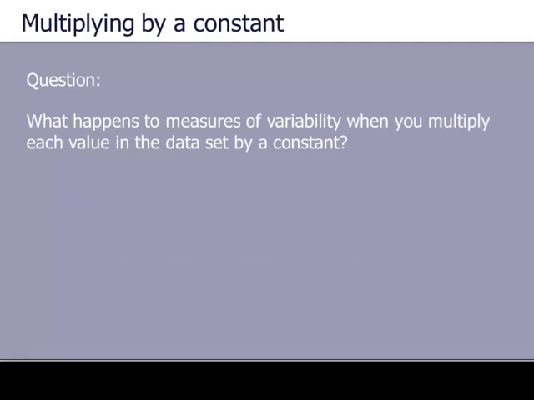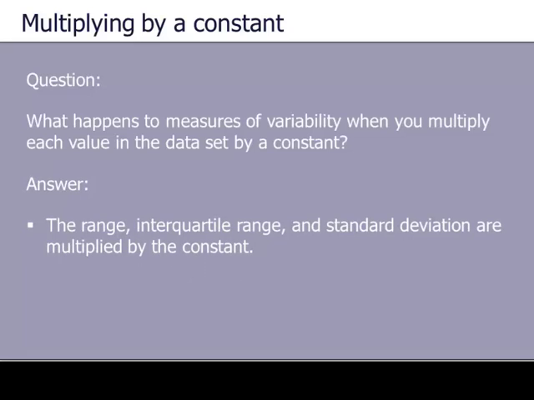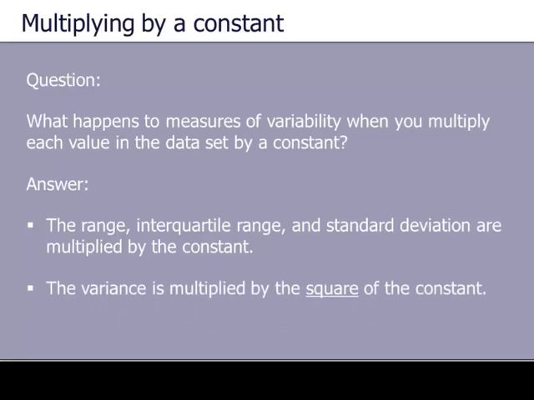For advanced placement statistics, you are also expected to know what happens to measures of variability when you multiply each value in the data set by a constant. The range, interquartile range, and standard deviation are also multiplied by that constant. But the variance is multiplied by the square of the constant.